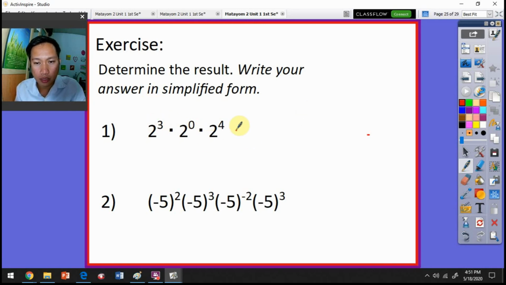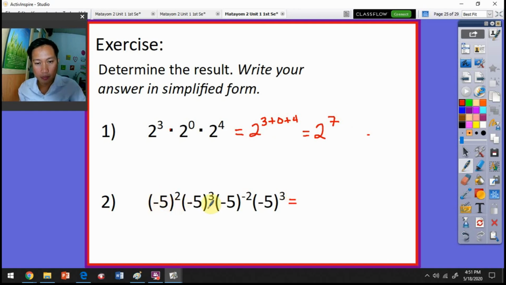Okay, the process parts. Now let's look at the base. The bases are the same. Let's multiply. So it means we have to add 3 plus 0 plus 4. So we have 2 to the power of 7. Okay, simple.